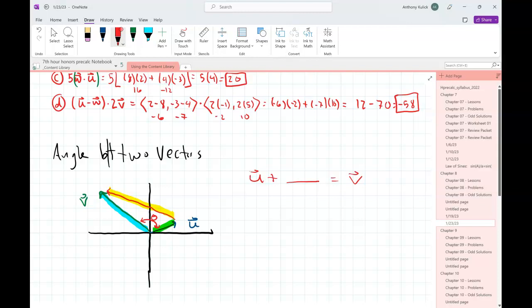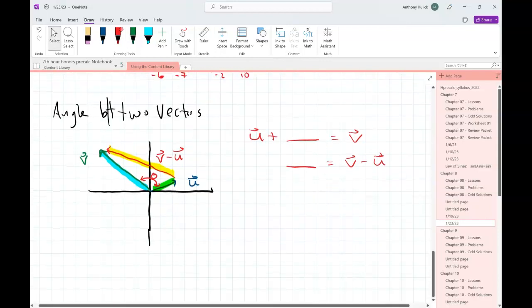So what does that something have to be if I add that and I get v? Just subtract u from both sides, right? So this vector must be v minus u. Is everybody okay there?